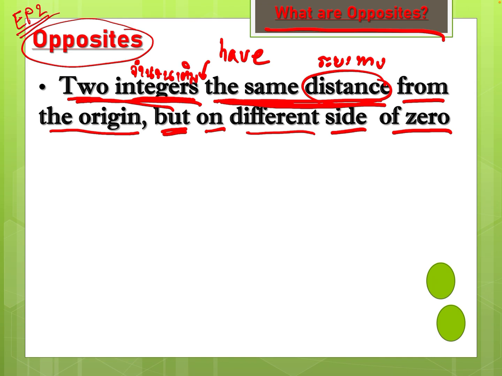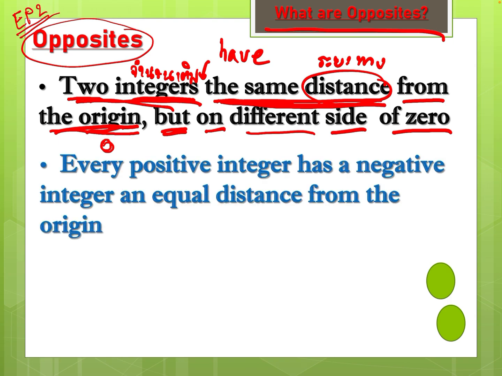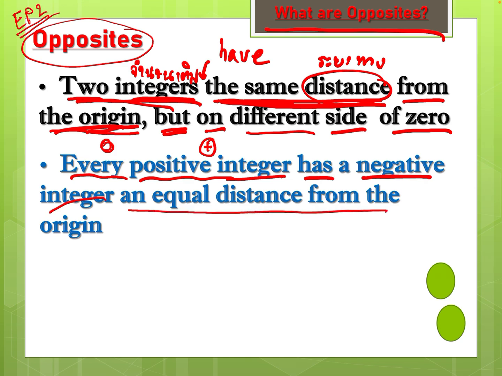Integers จำนวนเต็ม from the origin ก็จะเป็นถ้าเส้นจำนวนมันก็คือเลข 0 นะคะ but on different sides of zero แต่คนละด้านของเลข 0 นะคะ. It says every positive integer ก็คือจำนวนเต็มบวกทุกจำนวน has a negative integer at equal distance from the origin.